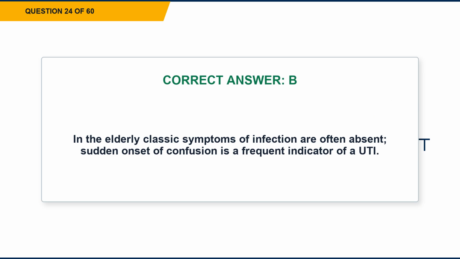Explanation. In the elderly, classic symptoms of infection are often absent. Sudden onset of confusion is a frequent indicator of a UTI.